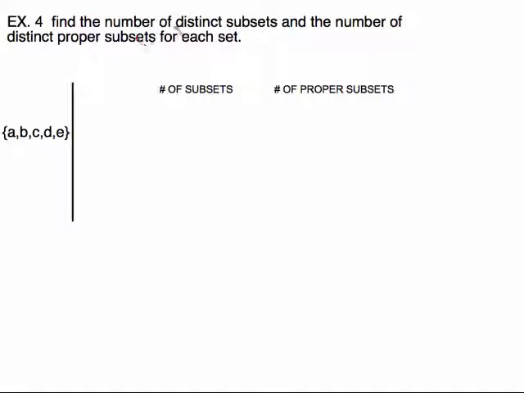So let's find the number of distinct subsets and the number of distinct proper subsets for each set. That does not mean we have to make this big huge list. We're going to use the formula, 2 to the n. What's our n? Our n refers to the number of elements. There are 5 elements in this set, so this is 2 to the 5th, which is 32. You can use your calculator if you need to. For the proper subsets, it's just a matter of subtracting 1 from 32, which is 31.